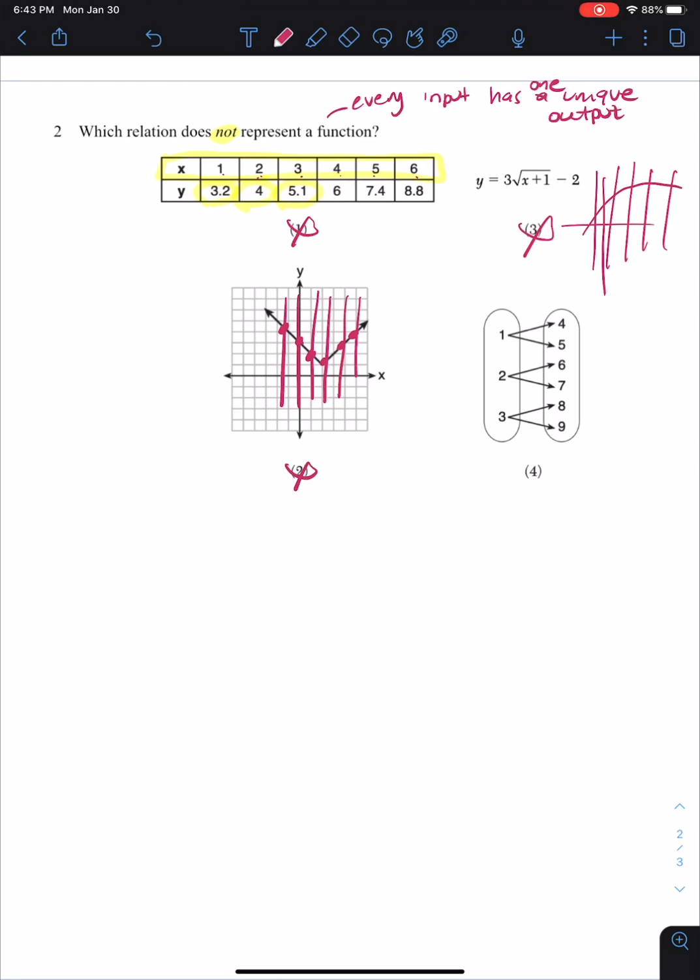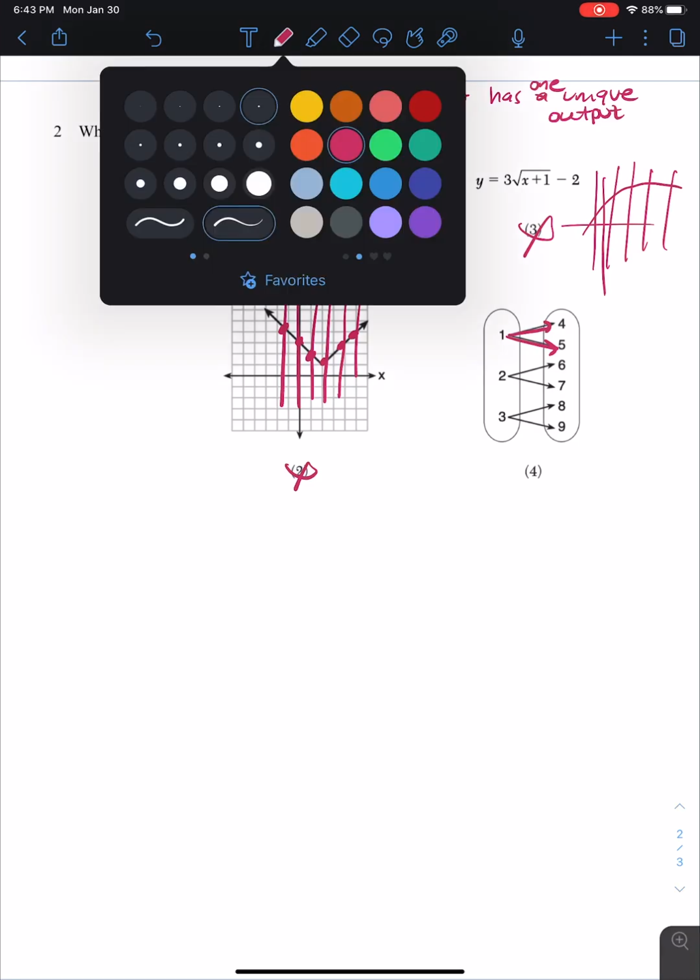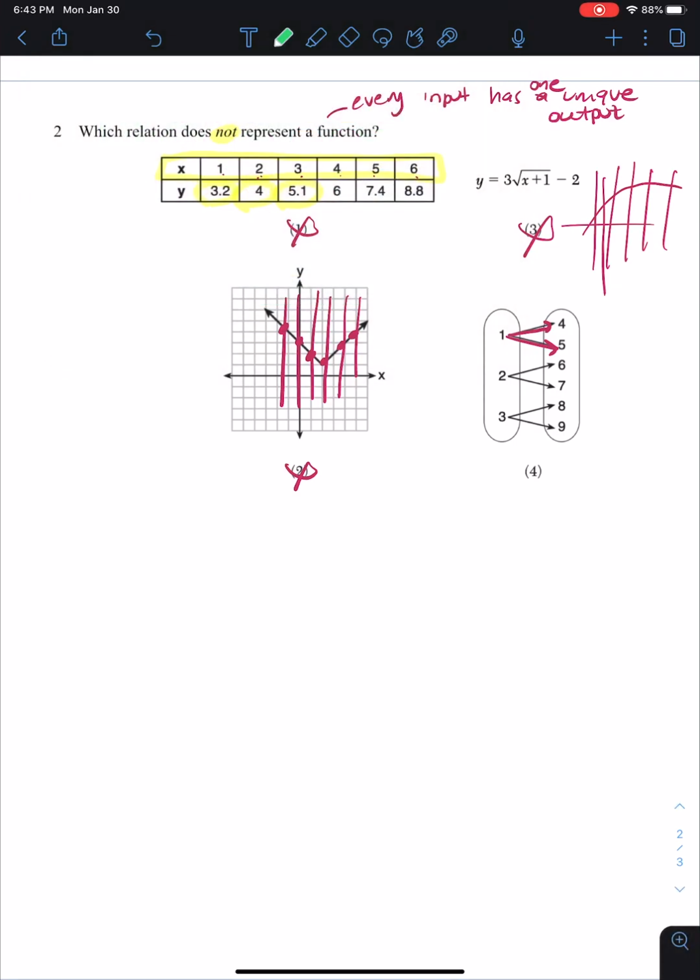you would see that the input of 1 has an output for 4 and 5. So this is not a function because 1 does not have a unique output. The input of 1 has 2 outputs, 4 and 5, and every input should only have one unique output.